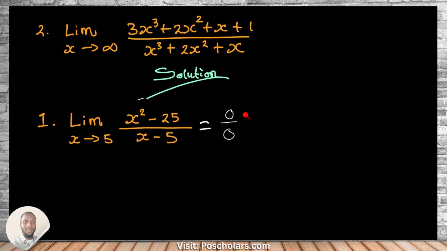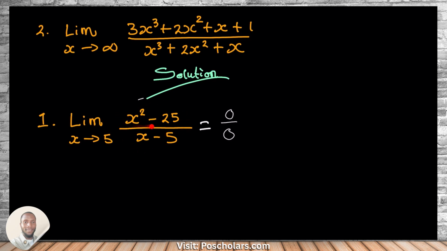But 0 over 0 is an indeterminate form. It simply means this function is undefined at x equal to 5. There's no value for this function when x is equal to 5. But we are not interested in x equal to 5. All we are interested in is the value of this function as x gets closer and closer to 5. So the next thing to do is to simplify this function. How do we do that?